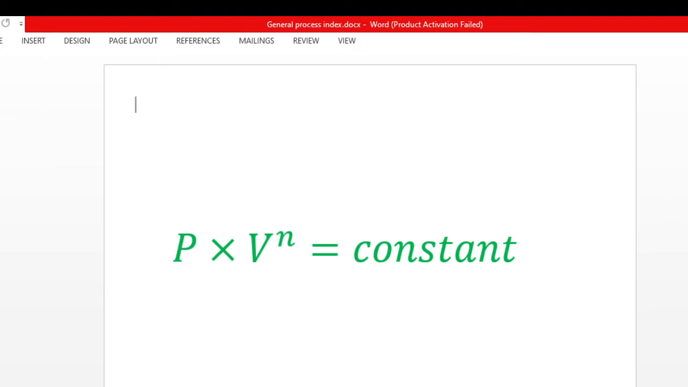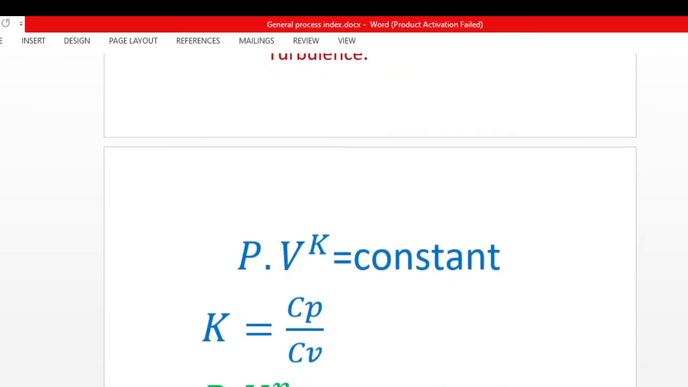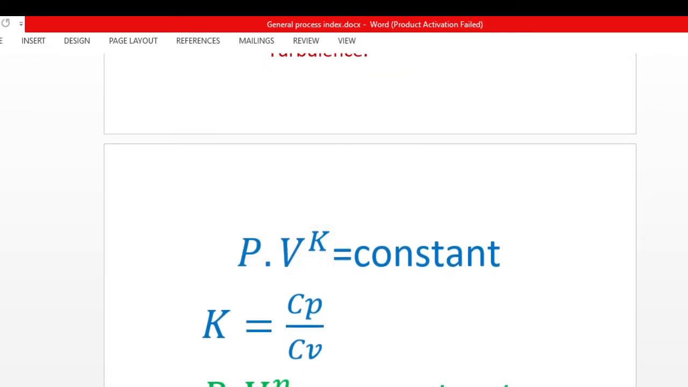It is in thermodynamics, of course, which is about the index n of the general process. Because, of course, in the isentropic process, it is PV to the power k equals constant, where k is the ratio of the two specific heats, specific heat at constant pressure and specific heat at constant volume.